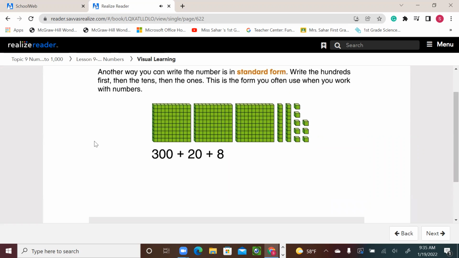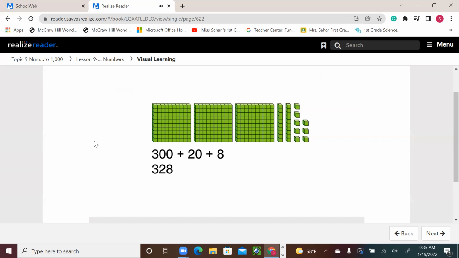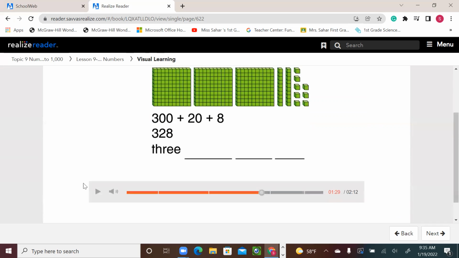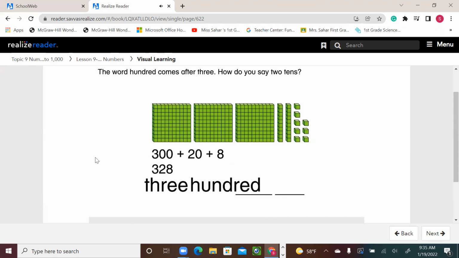Another way you can write the number is in standard form. Write the hundreds first, then the tens, then the ones. This is the form you often use when you work with numbers. A third way you can write the number is in word form. What word comes after 3 when you write the number in word form? Hundreds. The word hundred comes after 3.